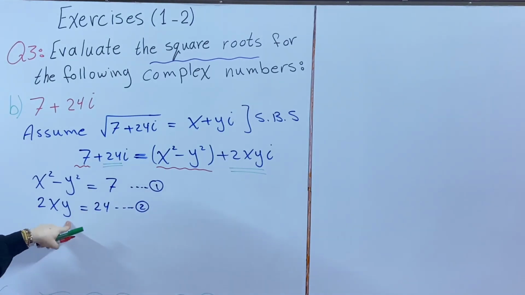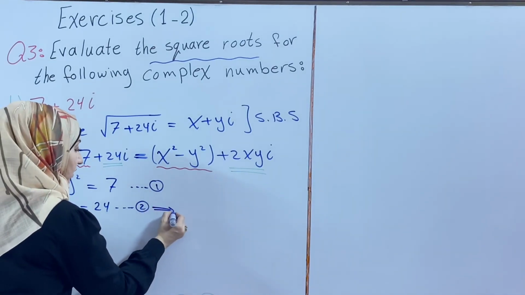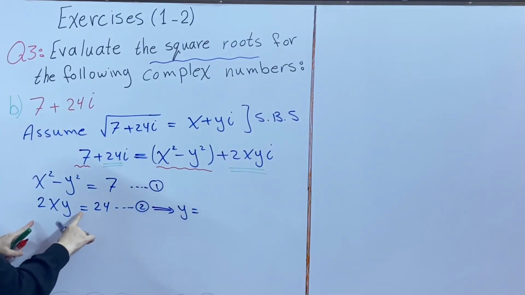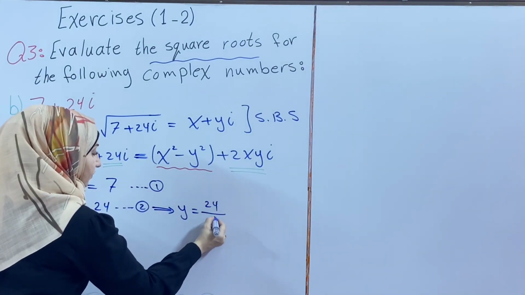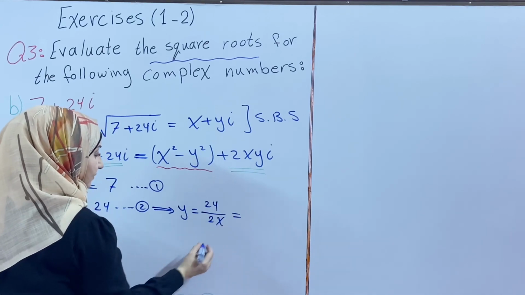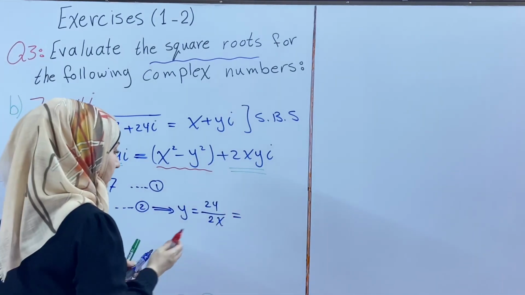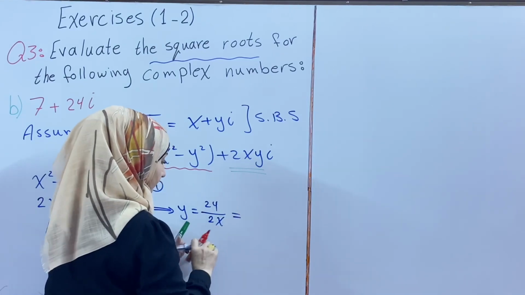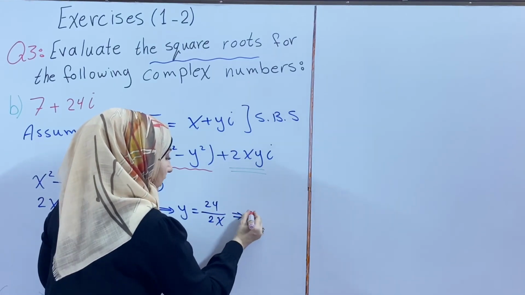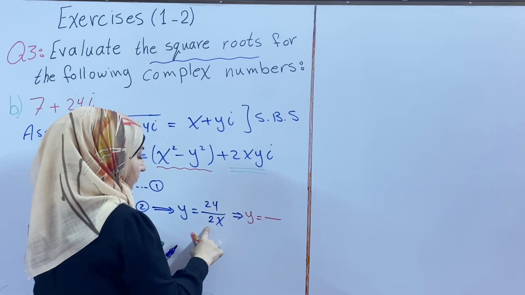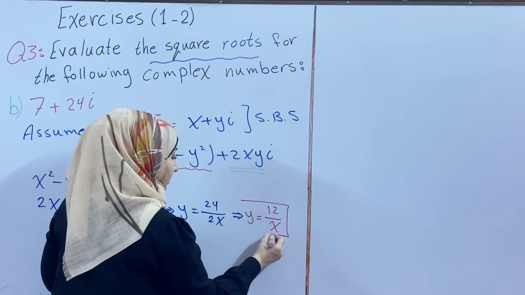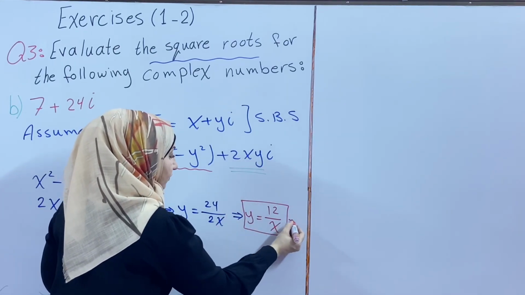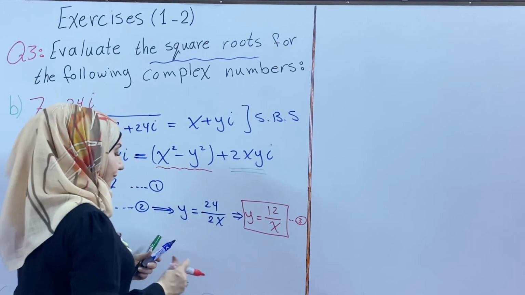From 2 we can get the value of y denoted by x. So we will get y equals 24 divided by 2x. We can simplify it and it will be y equals 24 divided by 2 equals 12 on x. Positive 12 on x. This is the value of y. We will call it 3.